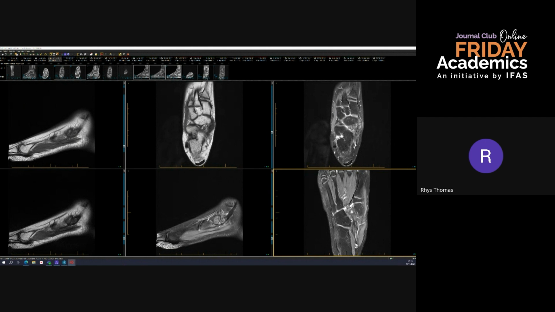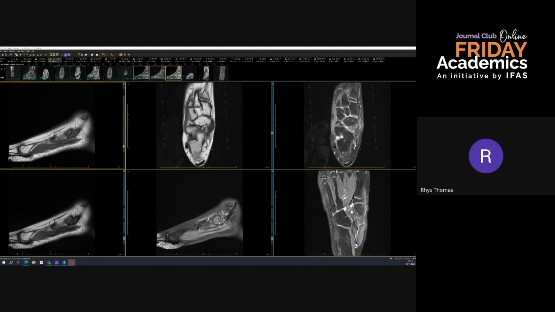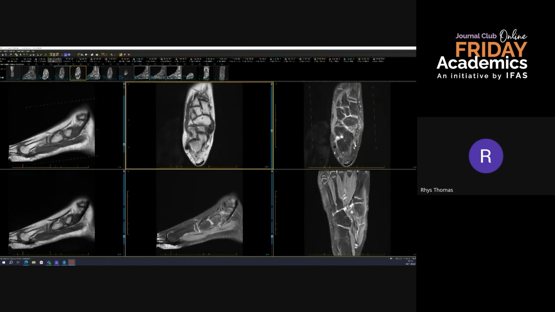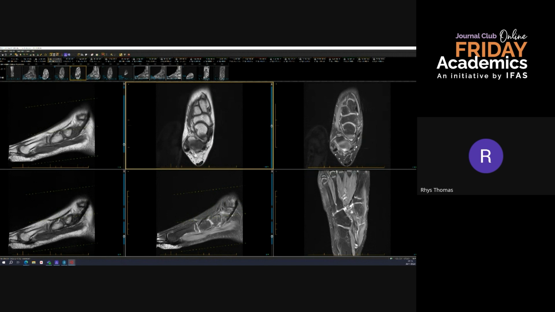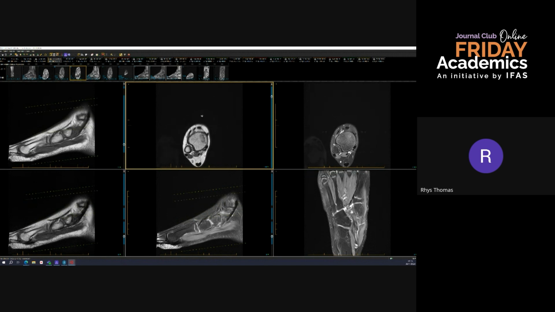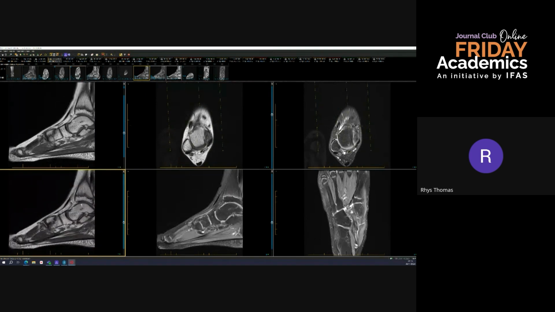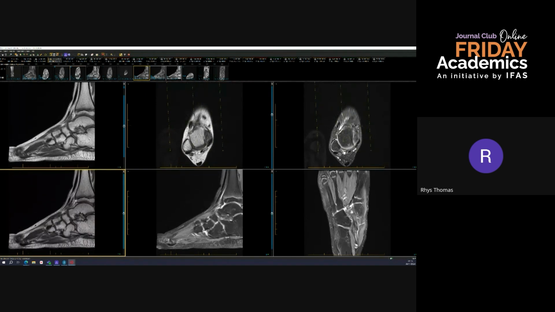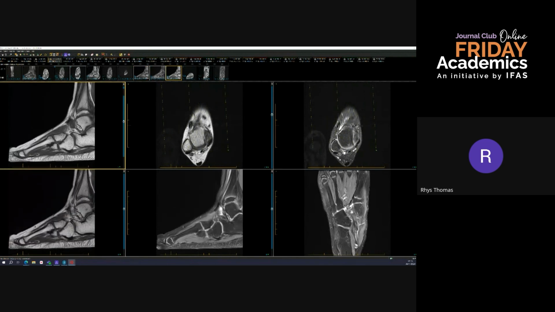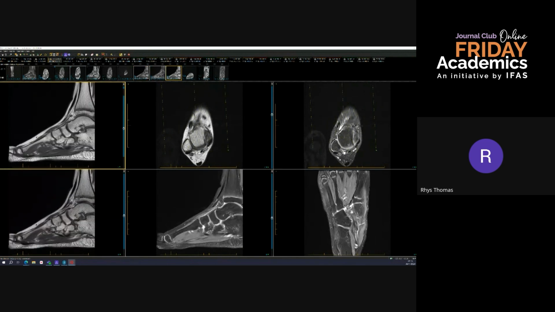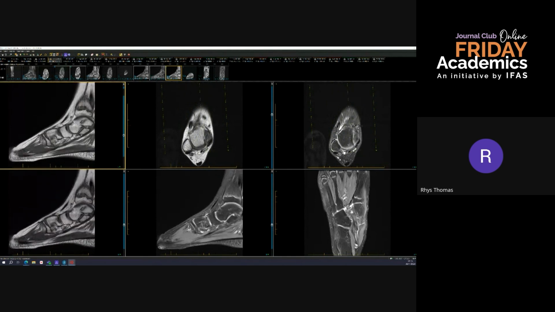So this next patient is an 11-year-old kid who's come in with a query of Talocalcaneal coalition with pes planus. Now then, looking through the images here, there's no evidence of coalition. We can't see any bony bridging, can't see any cortical irregularities to suggest any fibrous coalition.